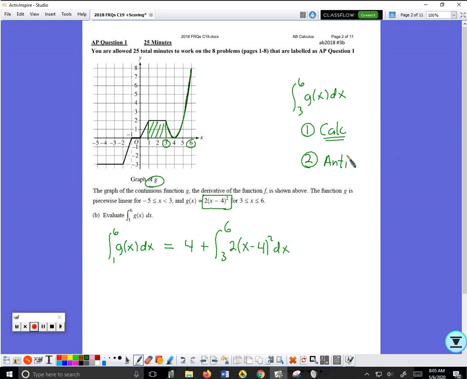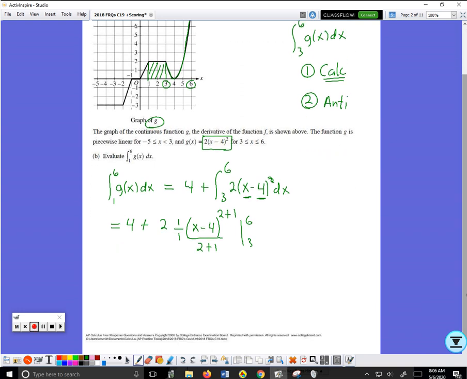So I look down here. This will work with the expanded rule, because this is ax plus b squared. 2 is a multiplying constant. So I'm just going to use that rule. So 4 plus, pull out the 2, and I'll have 1 over a, ax plus b to the 2 plus 1, divided by 2 plus 1, evaluated from 3 to 6.